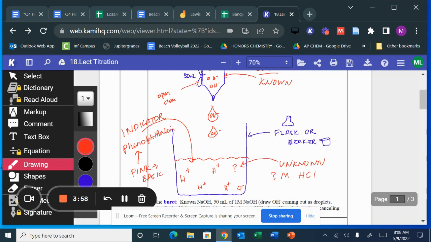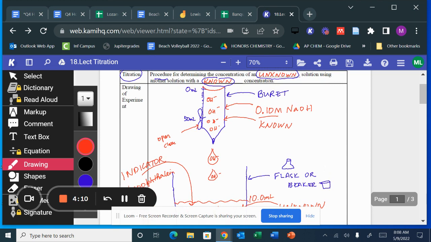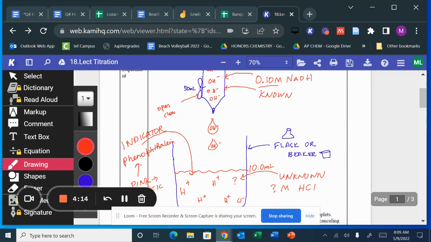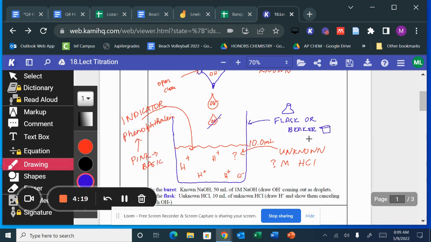And for the unknown, you have to know how much volume you're going to add. Let's say we use 10 milliliters. You can measure the volume of that even though you don't know the concentration. Okay, so you're going to open the valve. You're going to add the OH. As the OH meets the H, this OH will neutralize this H plus. This OH will neutralize this H plus. So you're going to need more, so you can just keep adding.